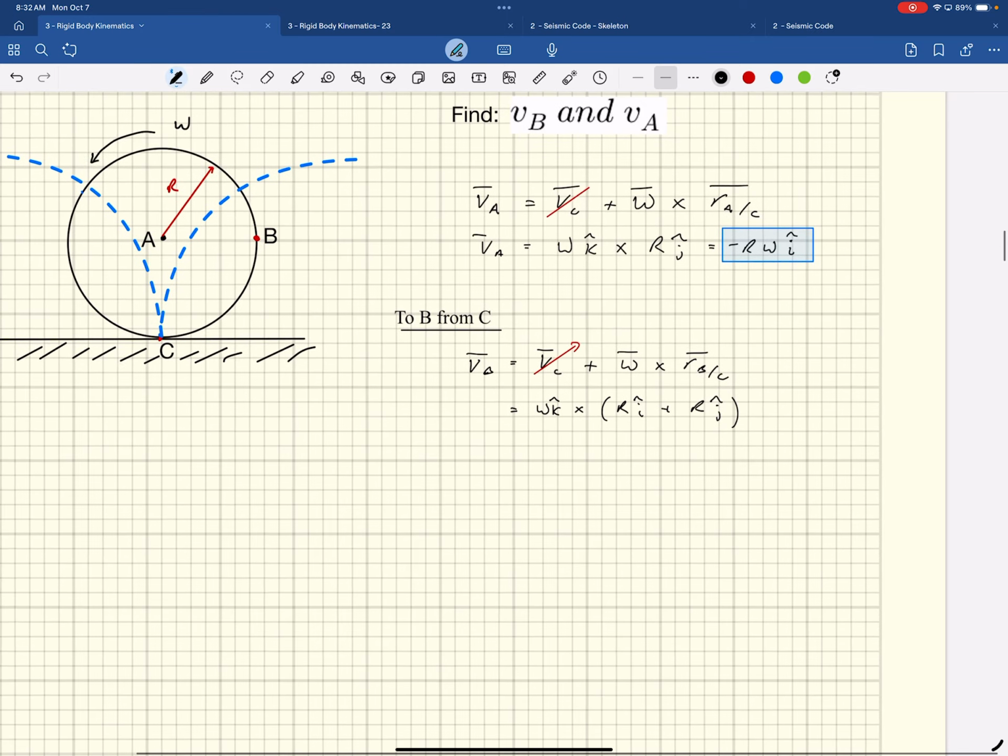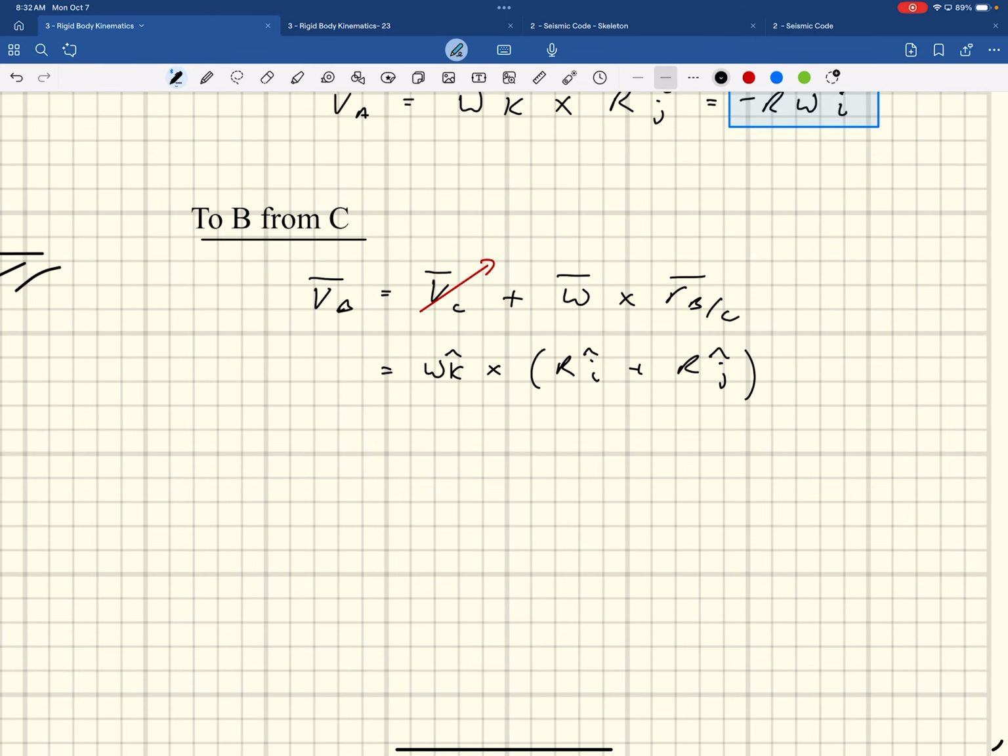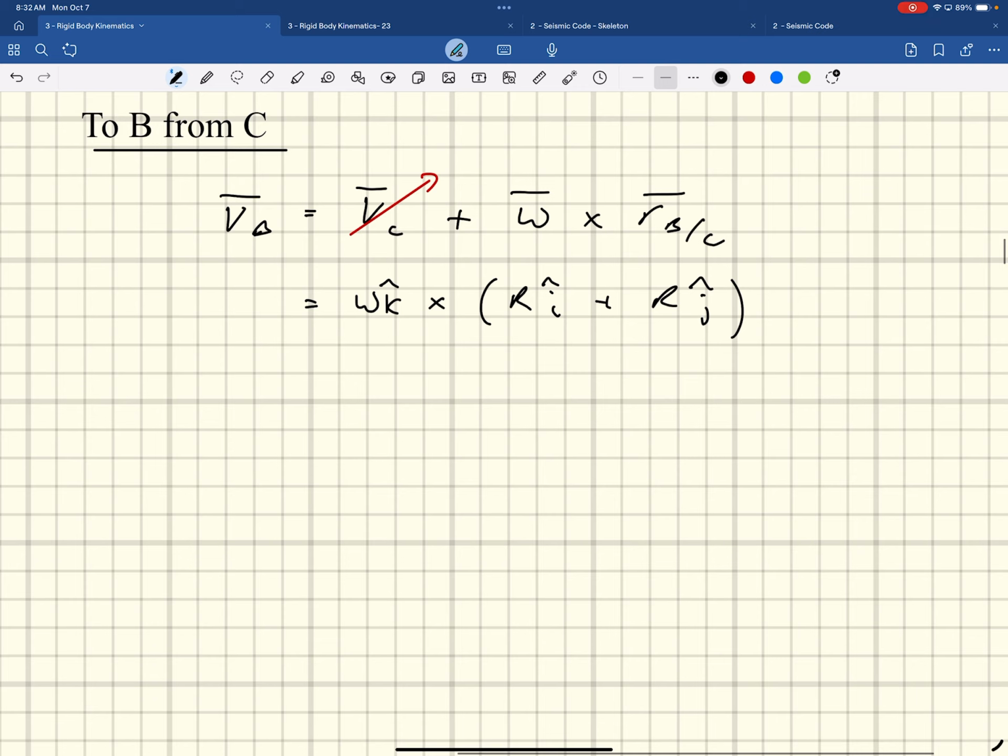Okay, put in both the I's and the J's. So we got omega in the K crossed with positive I gives me a J direction. So it'd be R omega in the J. I'm putting it over on the right there because I know an I is coming up. I got a K crossed with a positive J, which gives me a negative I. So then I get a negative R omega in the I direction. That's VB.